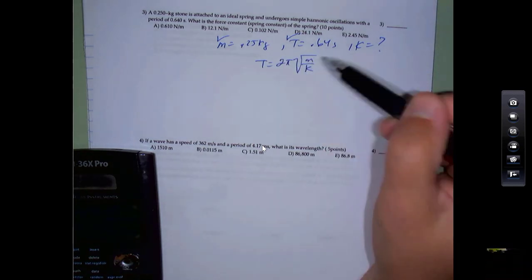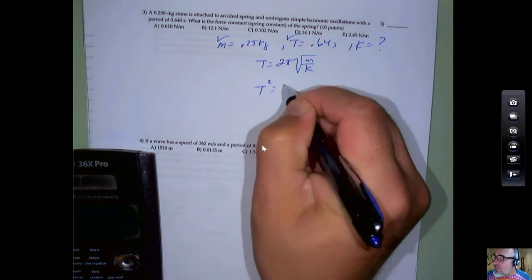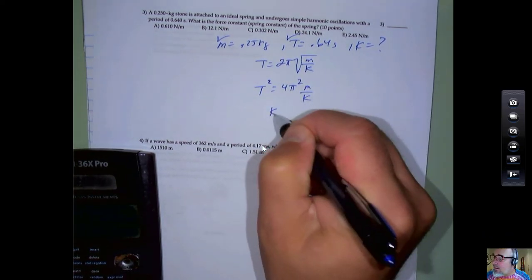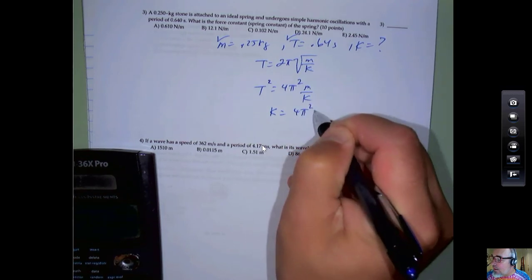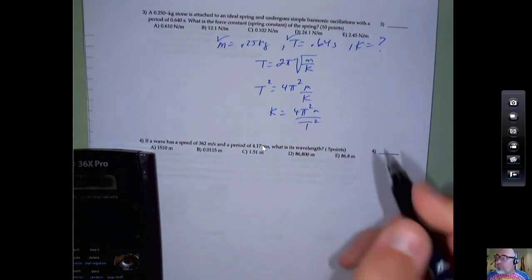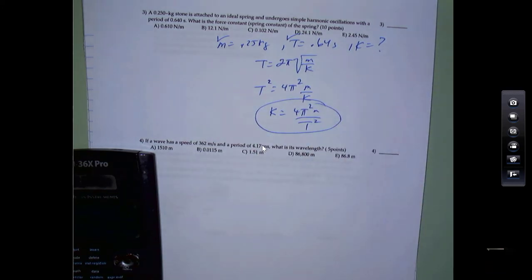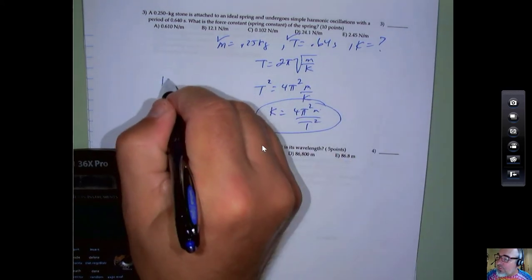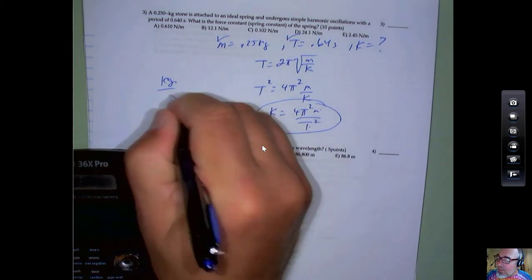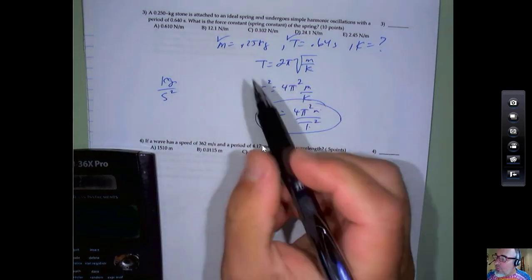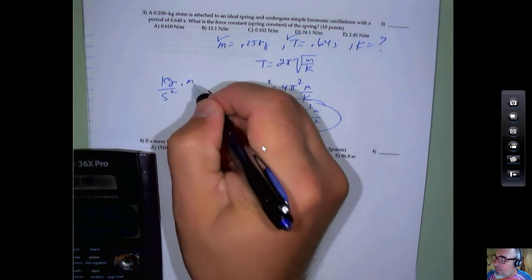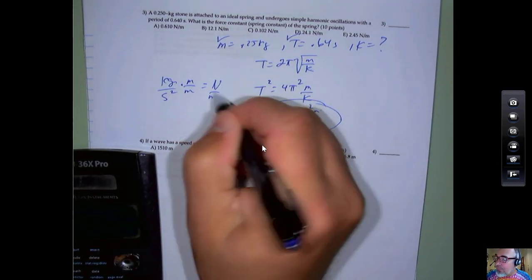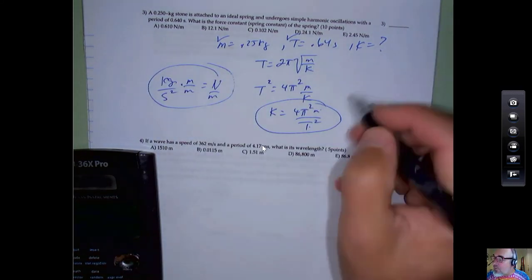We have everything here. You have to square both sides. Don't forget to square the 4 and the pi. So then k turns out to be 4 pi squared m over the period squared. Now this might look a little strange as far as the units go, because we have a mass, which is kilograms, and period, which is seconds squared. How is that a Newton per meter? Well, if you multiply the top and bottom by meter, you can do that. It's like multiplying by 1. This turns out to be a Newton per meter. So the units do work out. So just put the numbers in here.